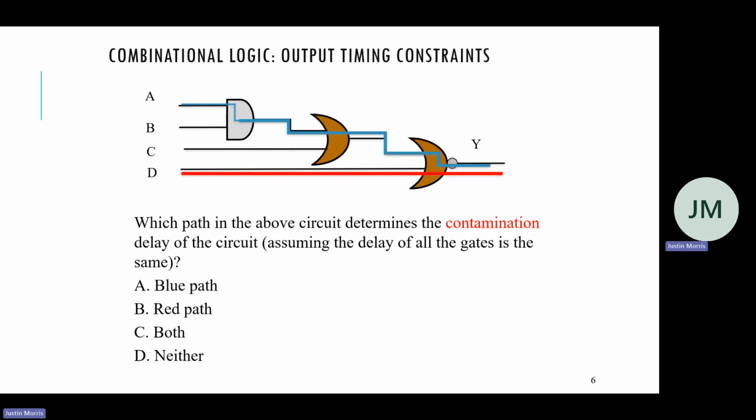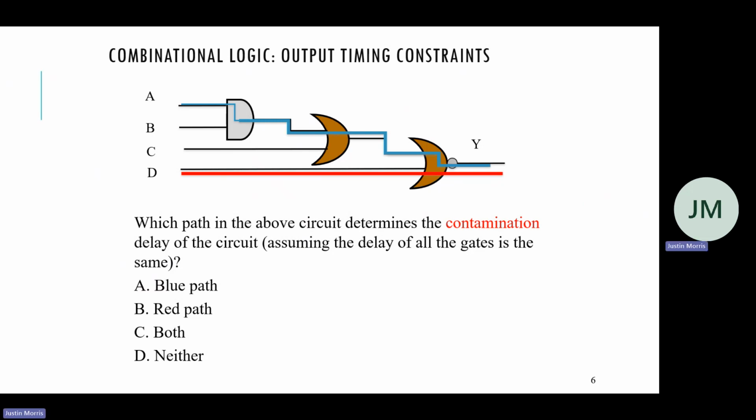So here is our little review. Let's do this question as the poll. Which path in the above circuit determines the contamination delay of the circuit, assuming the delay of all the gates is the same? Yeah, D. So it would be the red path, which would be B in terms of the answer.